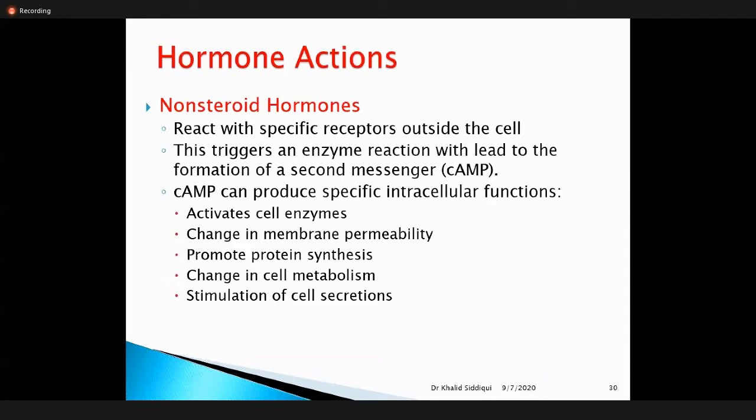The non-steroidal hormones react with the specific receptors which are present outside the cell or in the cell membrane. This triggers an enzyme reaction which leads to the formation of a second messenger, one of which is cyclic AMP. The cyclic AMP can produce specific intracellular functions: it activates the cell enzyme, changes the membrane permeability, promotes protein synthesis, changes the cell metabolism, and also stimulates cell secretions.